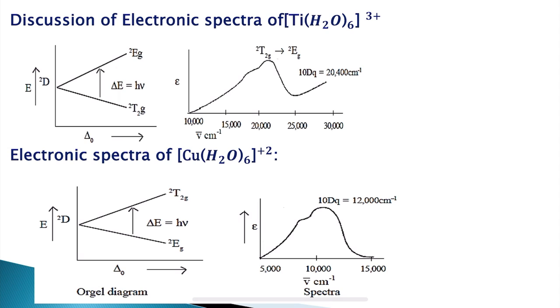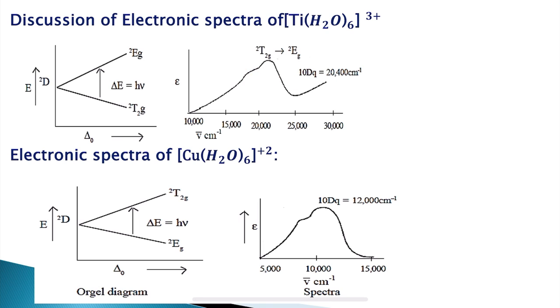So, light of wavelength 5000 angstrom is green. That is why this titanium complex will appear in green color. If such a light is absorbed, the transmitted light appears in purple color. So, the absorption band at 20,400 centimeter inverse of crystal field origin can therefore be assigned as 2T2G to 2EG. So, this is the transition.